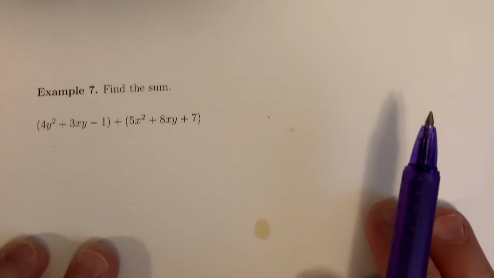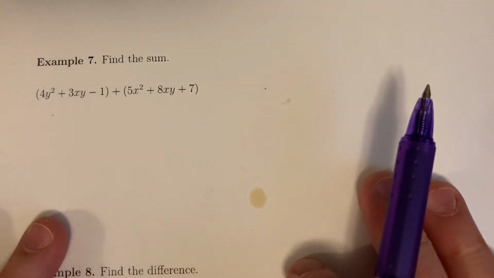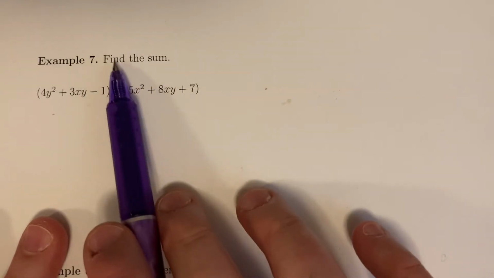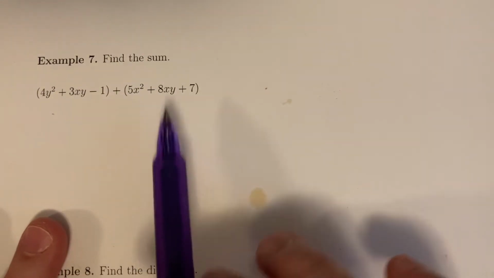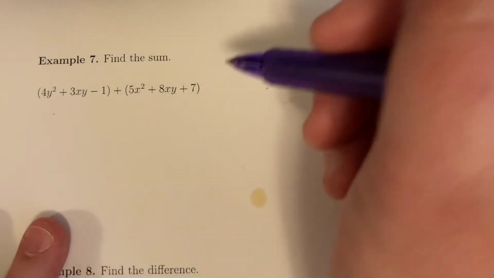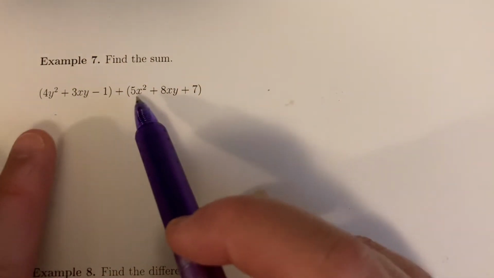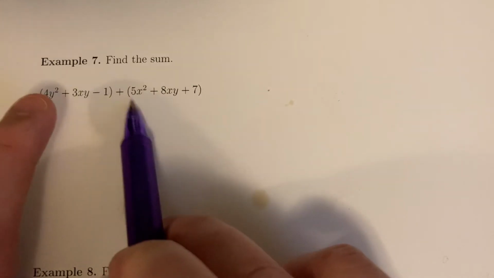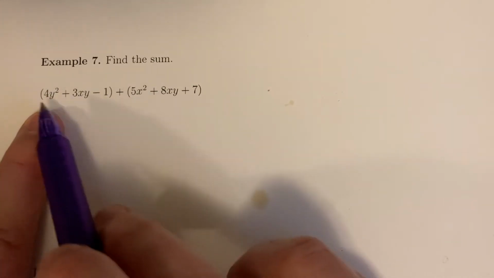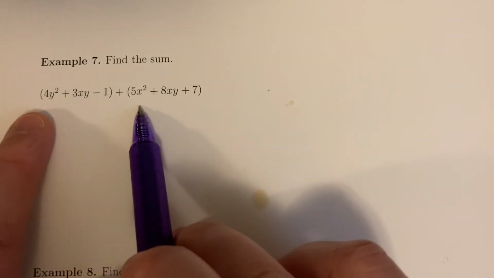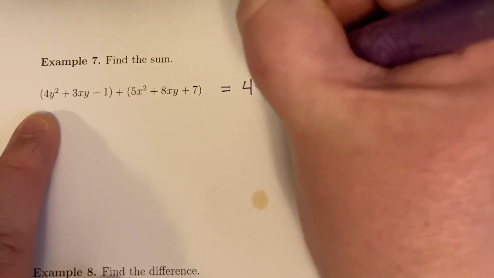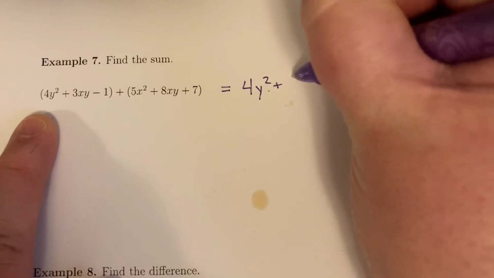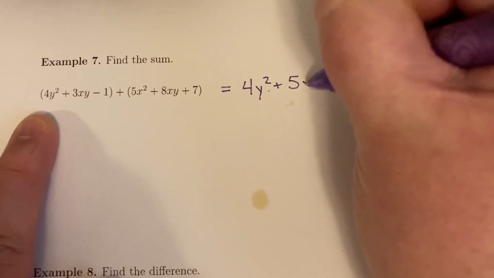All right, last one in this section. Example 7, find the sum. So with sum, it's up to you how much work you show. With difference, I need to see that distribution. But this one, we have to be careful because these aren't like terms, right? 4y squared and 5x squared are not alike. So in our final answer, we're going to have both 4y squared and 5x squared.